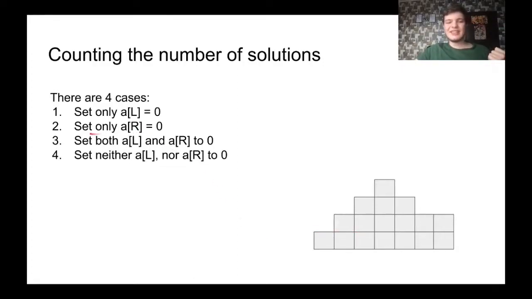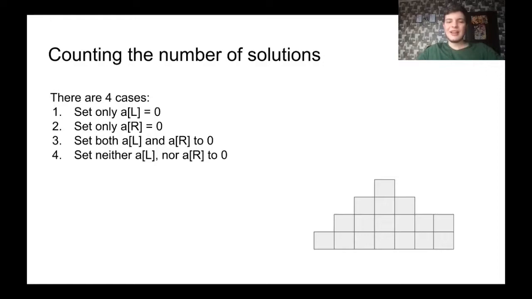Then we have the second case where we set only the right bound to 0. So in a way, we just move the right bound to the left. And then we move both the left and the right. We say that they're both going to be 0, so we can kind of move them. And the final case is that neither the left nor the right will be 0.